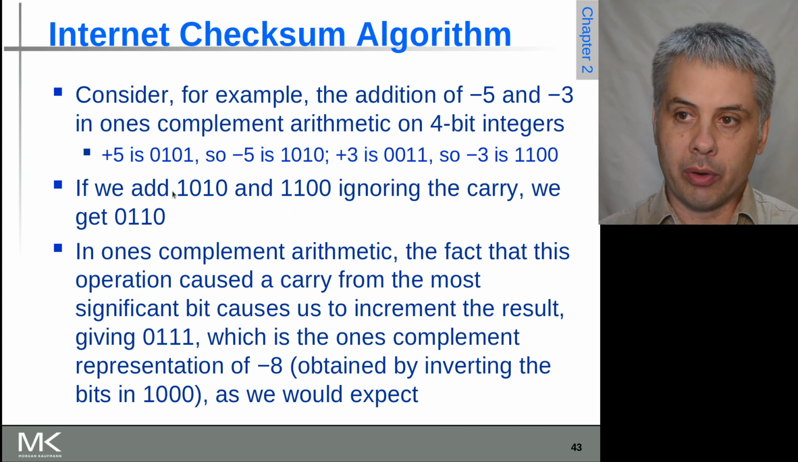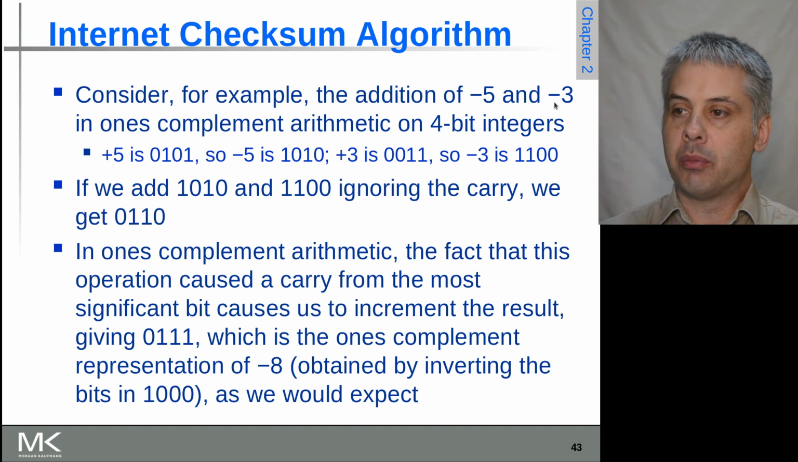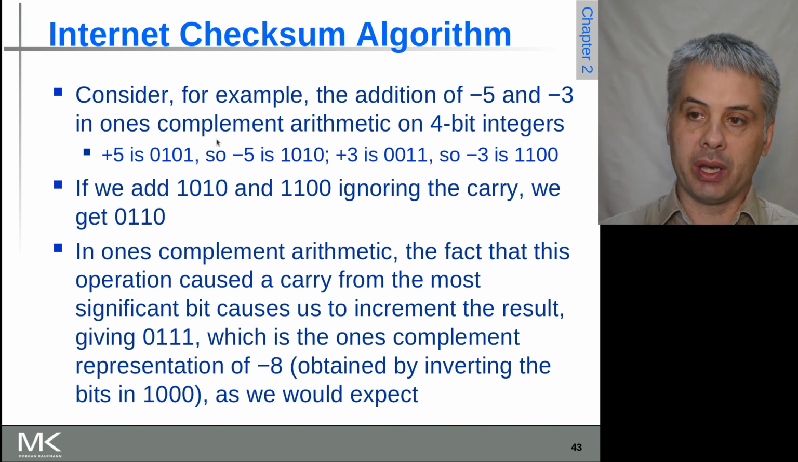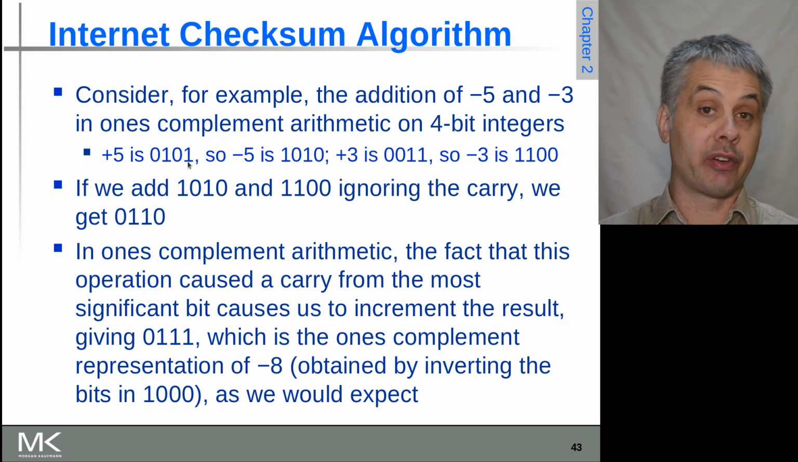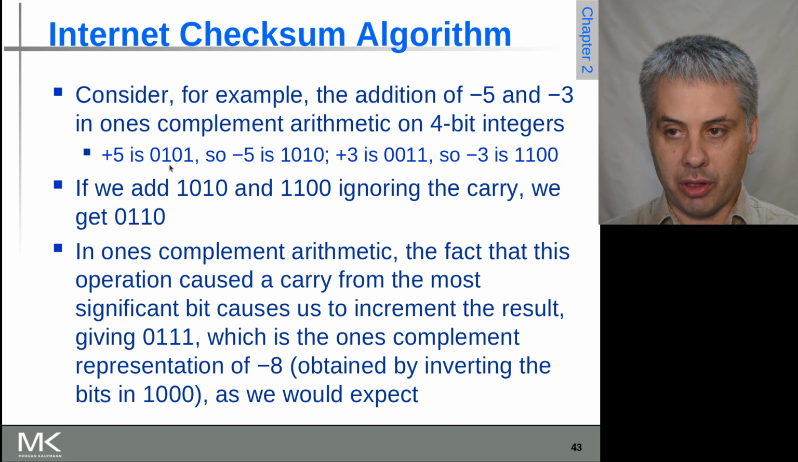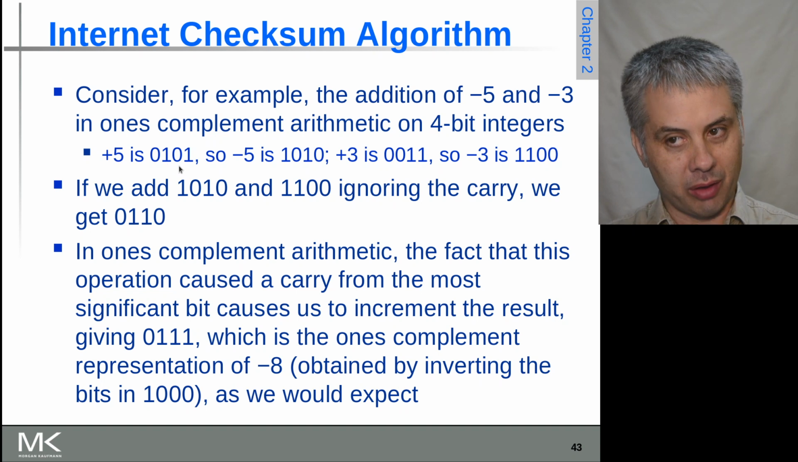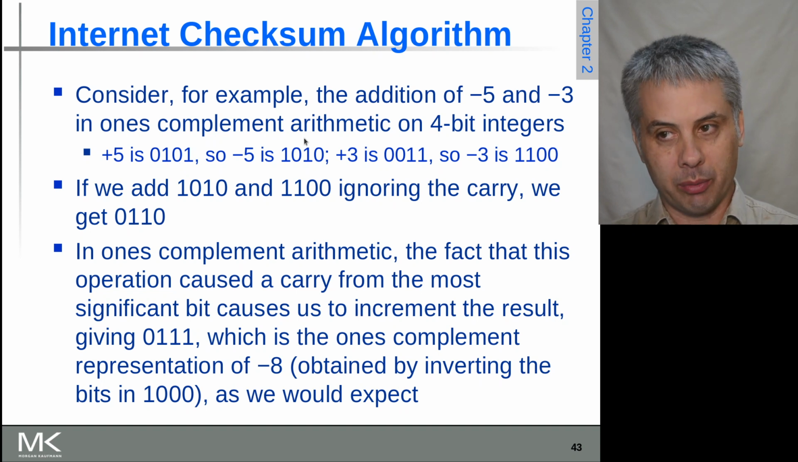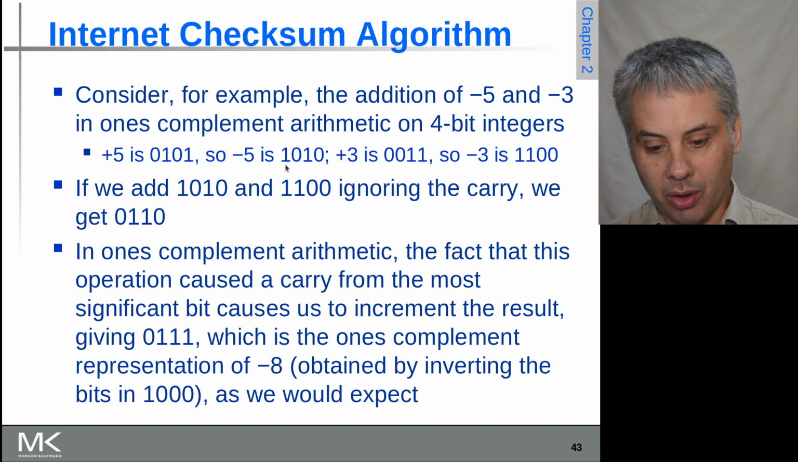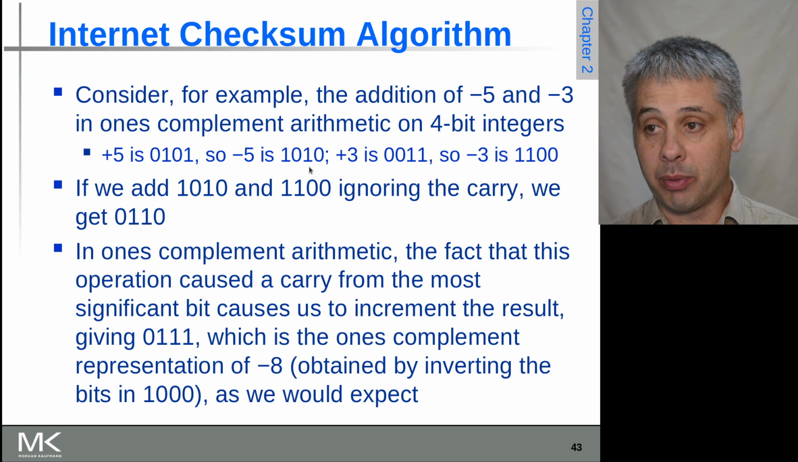So we've a little bit more of a look there at doing this. If we wanted to add -5 and -3 in ones complement using 4-bit numbers, +5 is 0, 1, 0, 1. So -5, we have to flip all of those bits. The 0 becomes a 1, the 1 becomes a 0, the 0 becomes a 1, and the 1 becomes a 0.